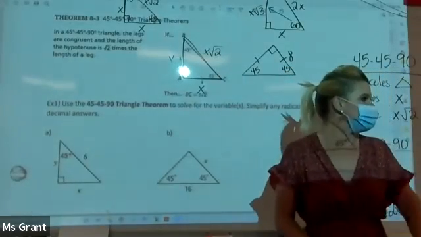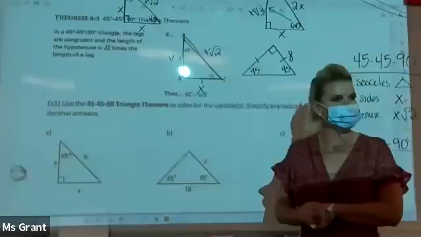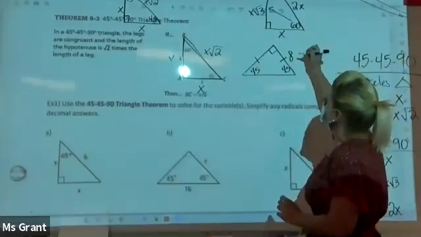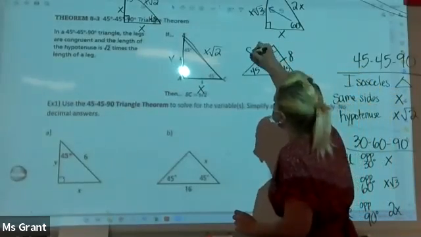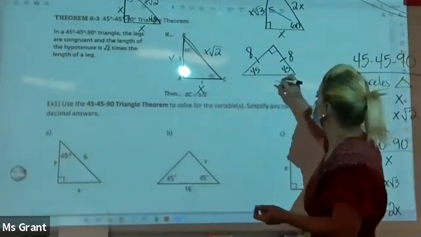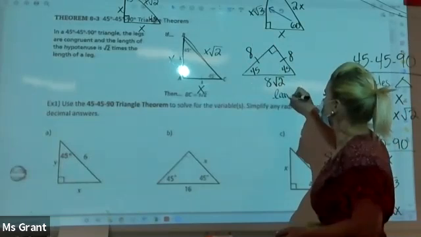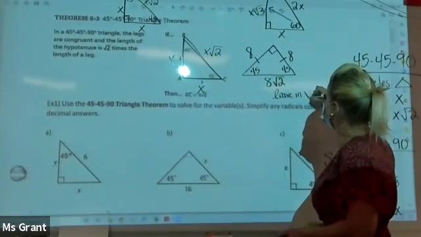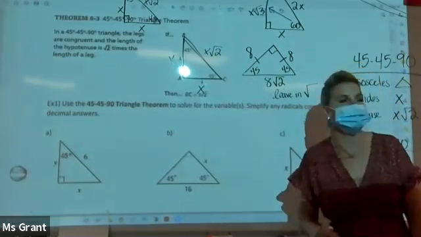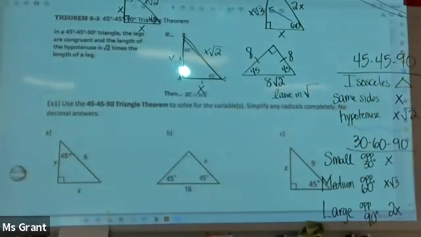So what is it? Go ahead. So 8. This is also going to be 8. And my hypotenuse is going to be 8 rad 2. You need to leave it in square root. We do not do decimals here. No decimals. Okay.